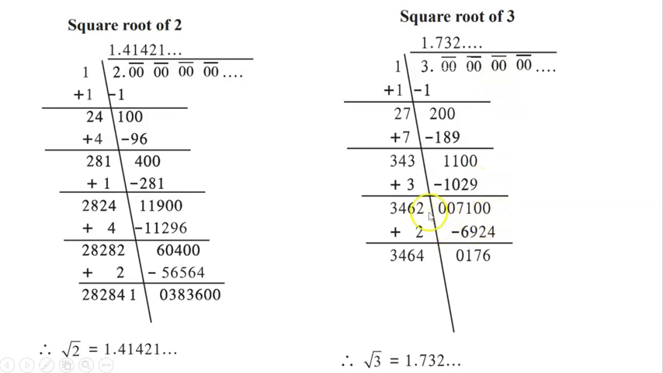Okay, again next to the unit place we are taking the number 2, that is 3462 into 2, then you will get 6924, and thereafter subtraction you will get 176. Again we add here the quotient, that is 2, then you will get 3464. This division is continuous, it is non-terminating and non-recurring. Therefore, root 3 is equal to 1.732 dash dash.